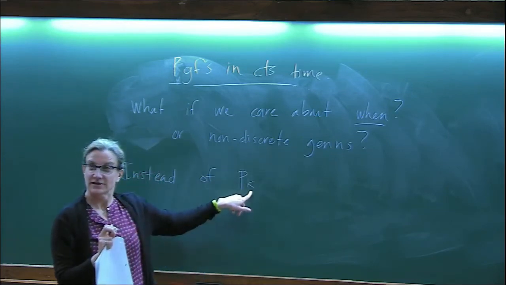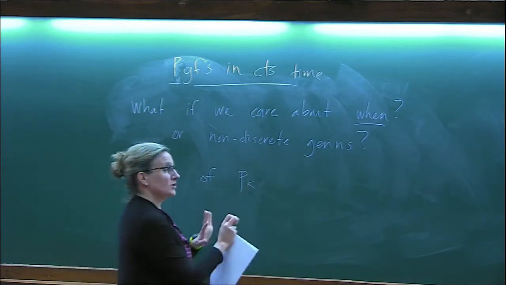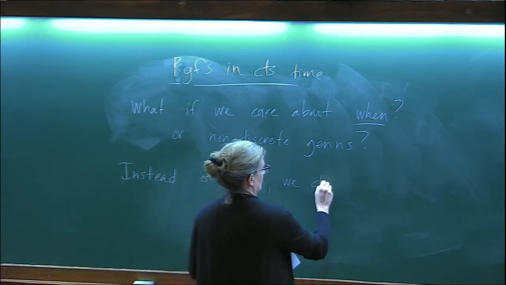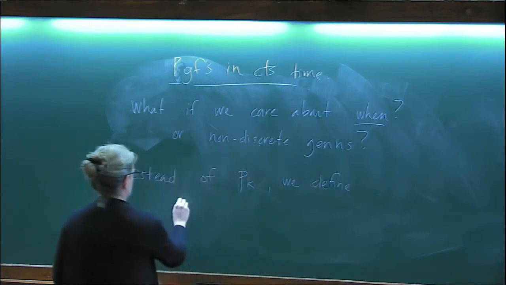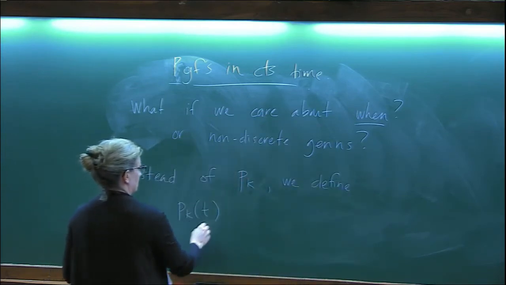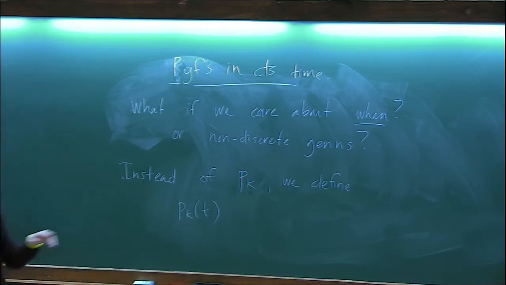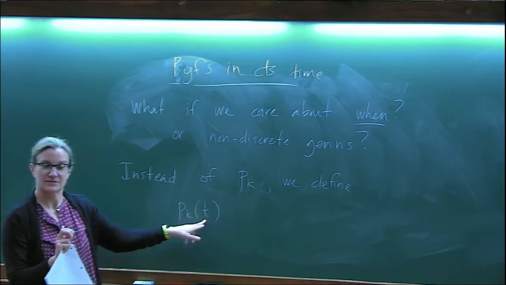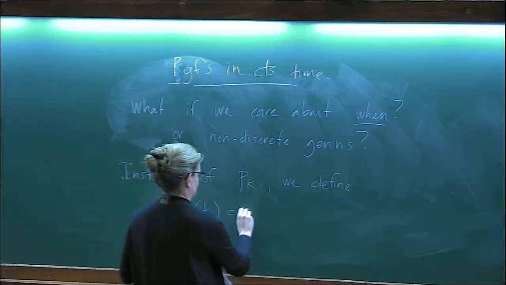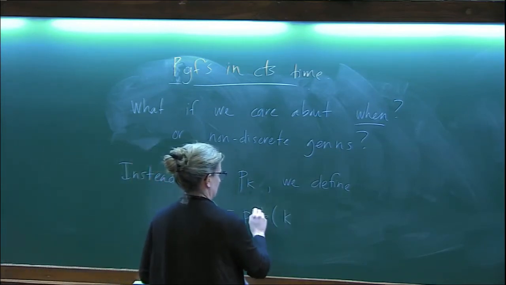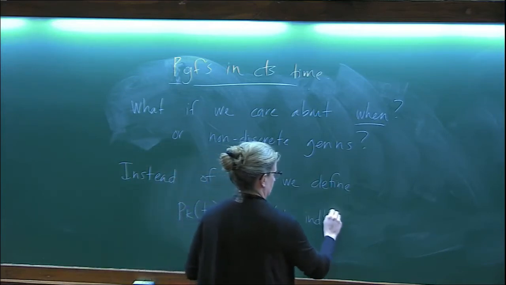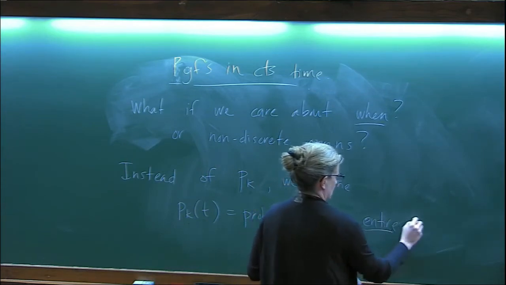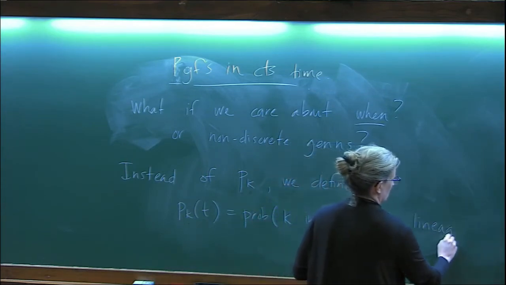Instead of pk, probability that you have k offspring, we look at the whole lineage and define p sub k of t, probability that there are k individuals in the entire lineage at time t. I will put entire lineage, just because that's the one thing that's a little bit weird about this.